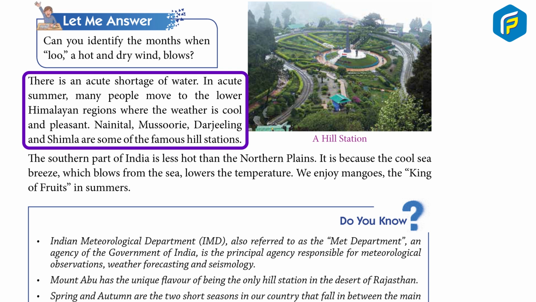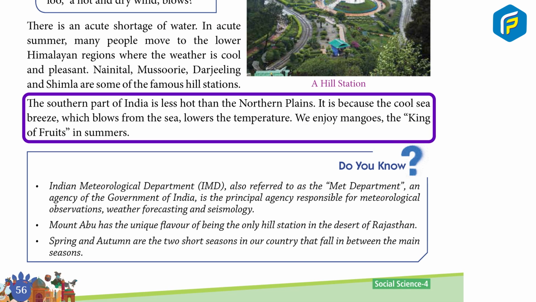In acute summer, many people move to the lower Himalaya region where the weather is cool and pleasant. Nainital, Mussoorie, Darjeeling and Shimla are some of the famous hill stations. The southern part of India is less hot than the northern plains. It is because the cool sea breeze which blows from the sea lowers the temperature.